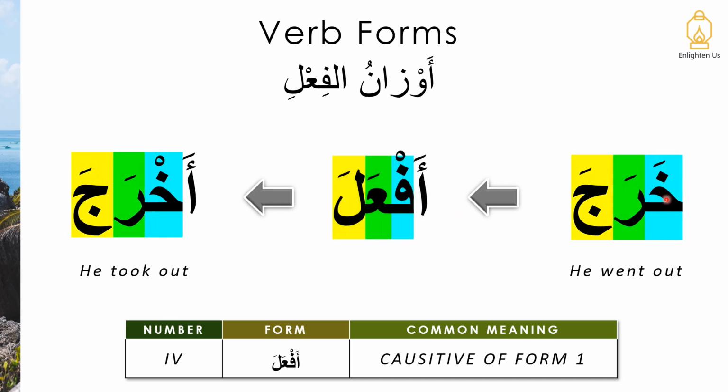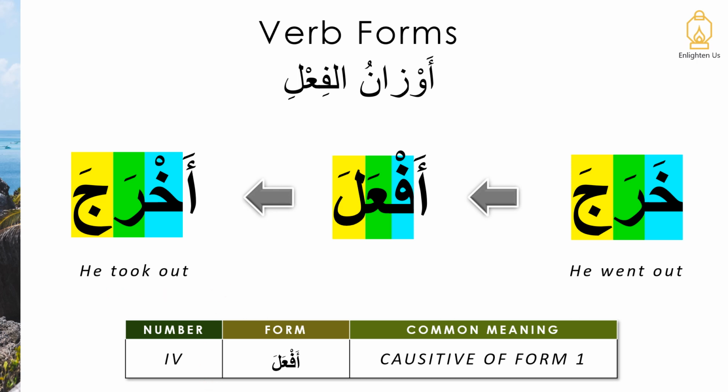Again, the kha here corresponds to the fa, the ra corresponds to the ain, the jim corresponds to the lam, and the additional letter is the alif or the hamza. So what happens? The first thing we do is we add a hamza, and then we retain the kha but with a sukun, and everything else stays the same. And that's how we go from kharaja, he went out, to akhraja, he took out.